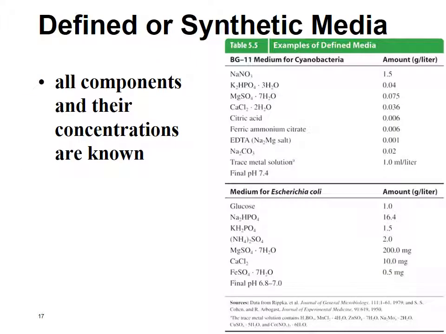A medium in which all the chemical components and their concentrations are known is referred to as a defined or synthetic medium. It can be made up in a liquid form known as broth or solidified by an agent called agar. And we'll come back to agar in just a moment. Defined media are often used to culture autotrophs, such as our photosynthetic cyanobacteria, and you can see an example on this slide called BG11. So this tells you exactly how to make up this particular medium to culture cyanobacteria.